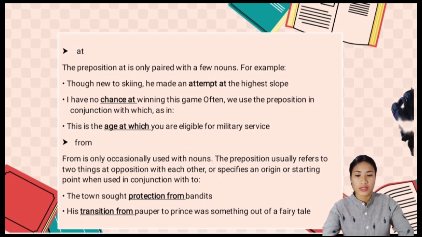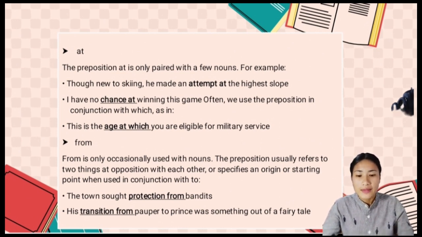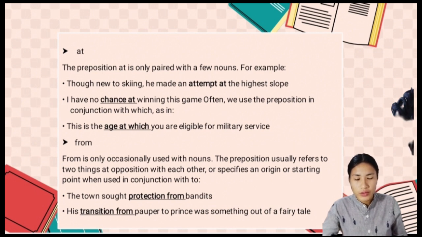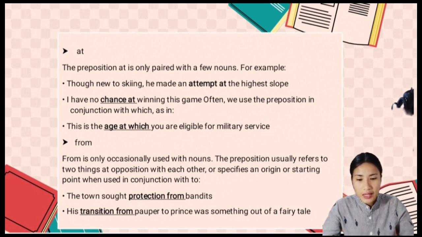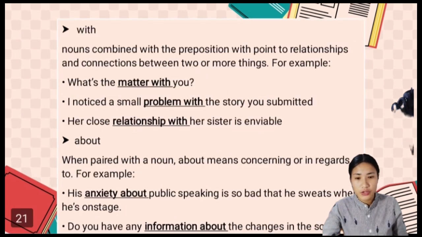So let's look at the examples. The town sought protection from bandits. His transition from paper to print was something out of a fairy tale. So here we can see the preposition from, that is, protection from and transition from. Let's continue.